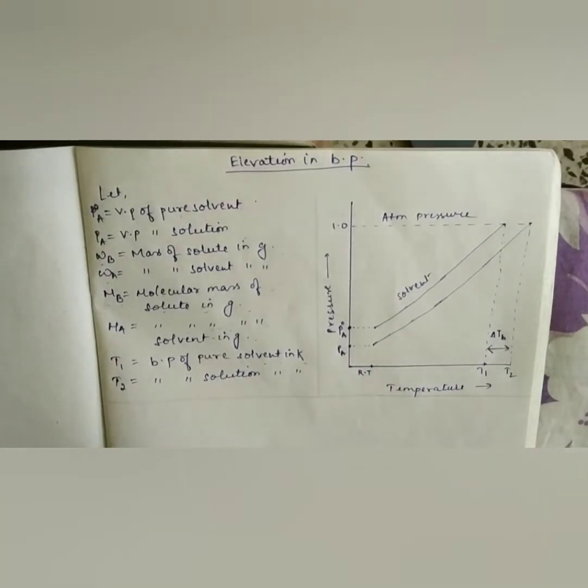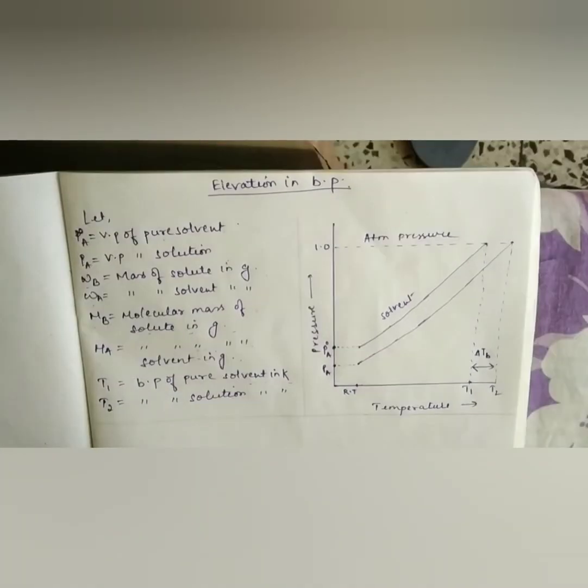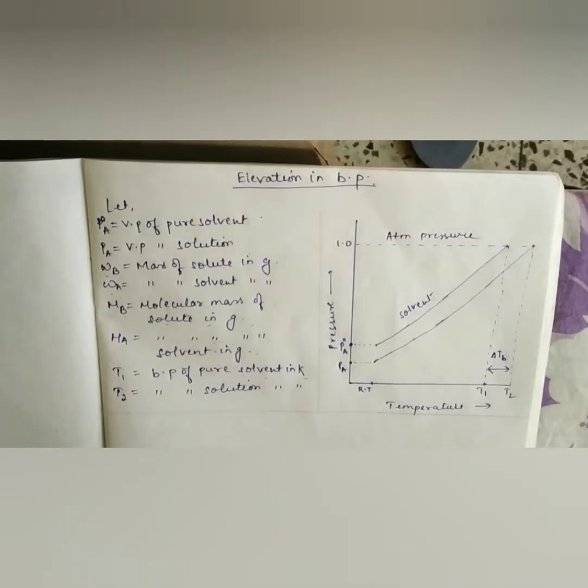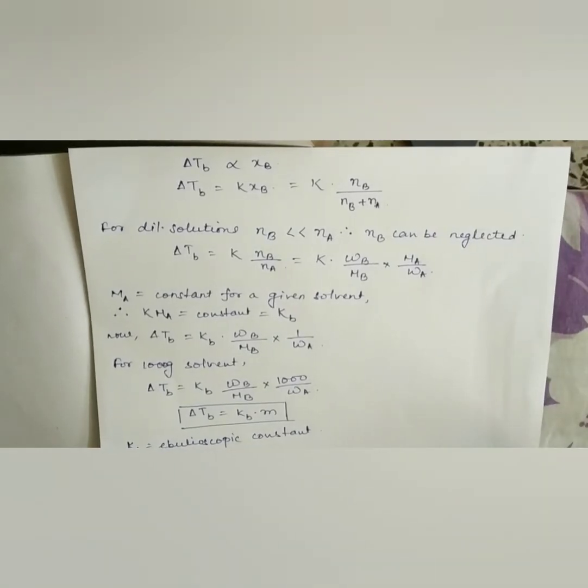So with the help of this graph, we can see that the boiling point of the solution is greater than the boiling point of the pure solvent. And this happens due to the lowering of vapor pressure on addition of non-volatile solute. Now let us try to derive an equation to represent the same.